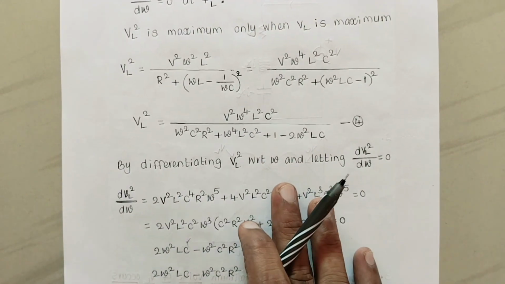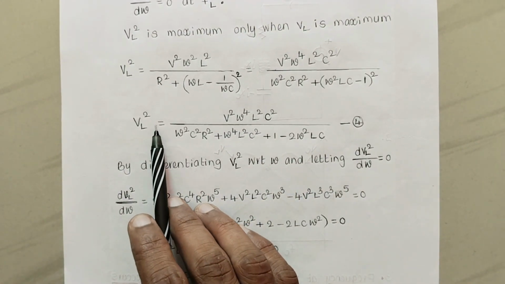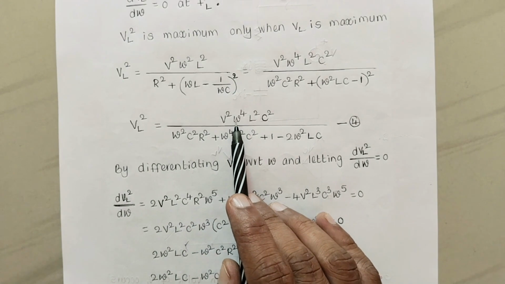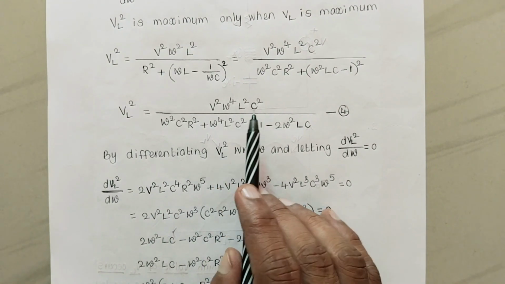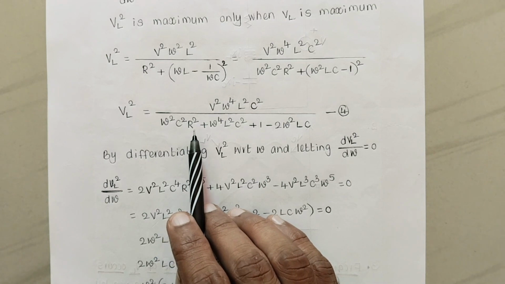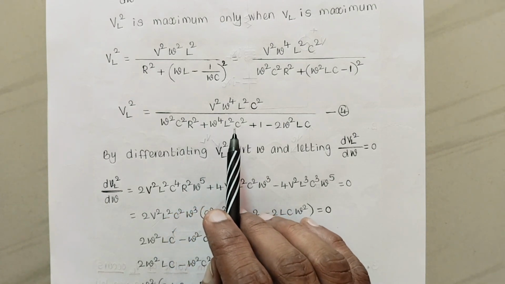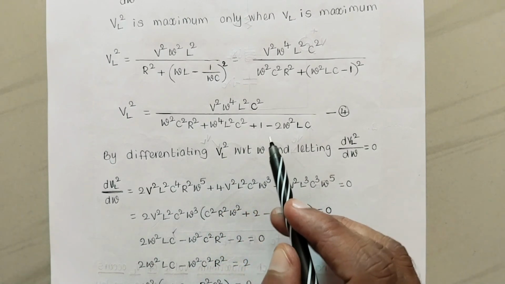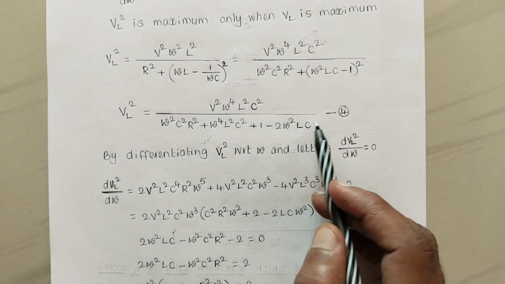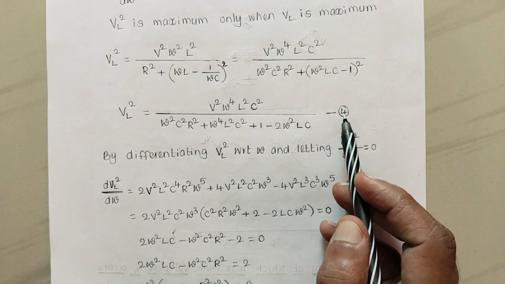So finally, if we simplify still, we get VL square is equal to V square omega square L square C square by omega square C square R square plus omega power 4 L square C square plus 1 minus 2 omega square LC. So take this as equation 4.